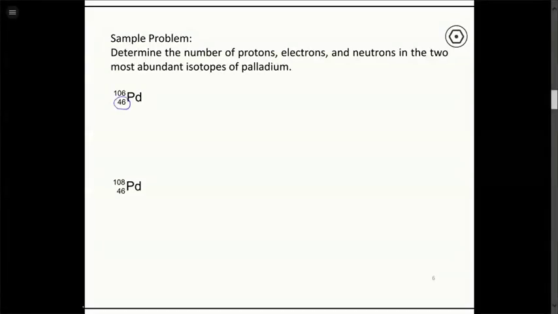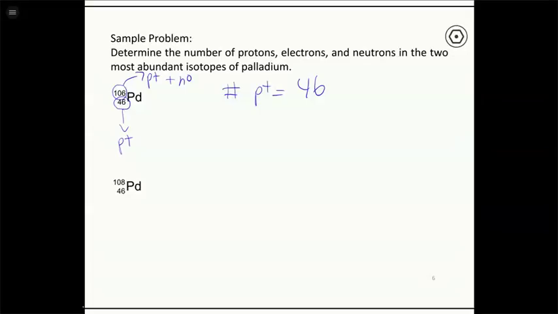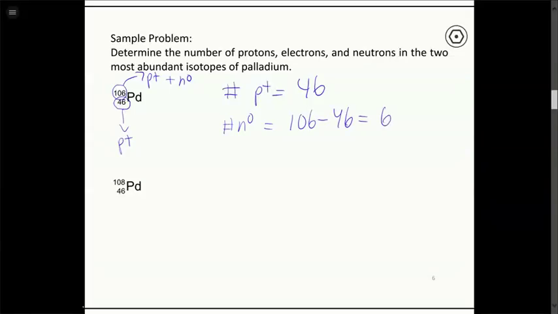Okay, so remember that this bottom number here tells us directly the number of protons. This top number here is the number of protons plus neutrons. And so we can quickly identify that the number of protons is 46, and that would be true for any isotope of palladium. In this case, palladium-106 has a mass number of 106. We just have to do a quick piece of algebra to find the number of neutrons. It's just going to be the mass number minus the number of protons. So we have 60 neutrons in this isotope. 46 plus 60 is 106, which is the given mass number.